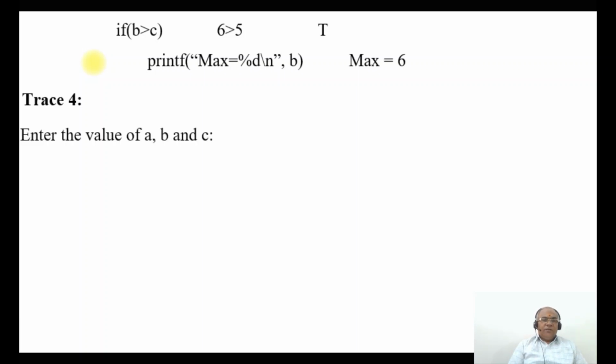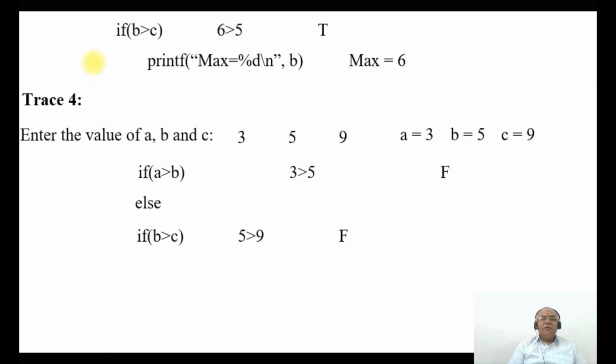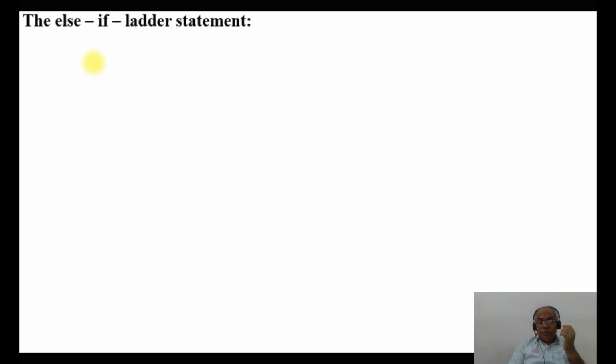Trace 4. Enter the value of a, b and c, so we have 3, 5, 9. So a is equal to 3, b is equal to 5 and c is equal to 9. If a is greater than b, that means 3 is greater than 5, so it is false. Else what happens? b is greater than c: it checks 5 is greater than 9. No, false. Else the maximum is c, so the maximum will be equal to 9. This is how you will be able to execute this program.